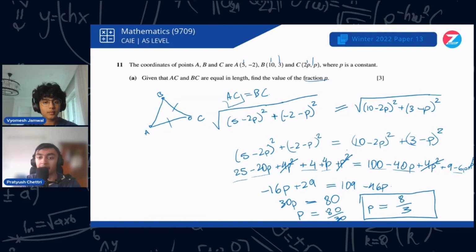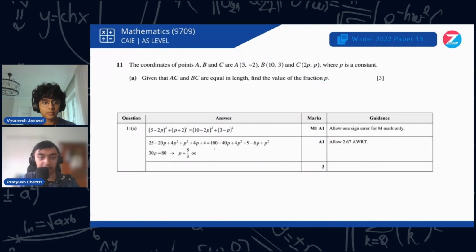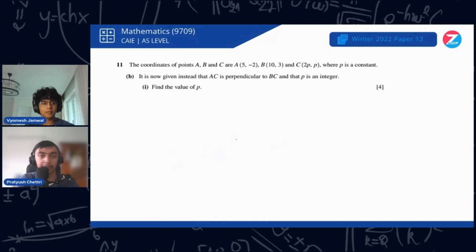And we didn't actually have to solve a quadratic equation because the quadratic terms canceled out. So awesome, we have the value of p. It says fraction p, so we're on the right track because it is a fraction. Okay, so let's look at the mark scheme. Yes, indeed, it says to form this equation, simplify it out, and p equals that. So, awesome, we did the right thing. Okay, Vyomesh, please guide us through this question now.